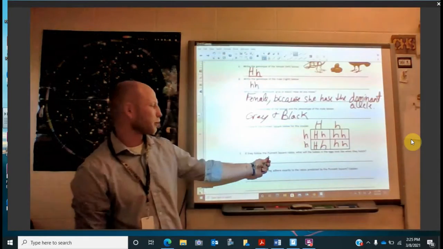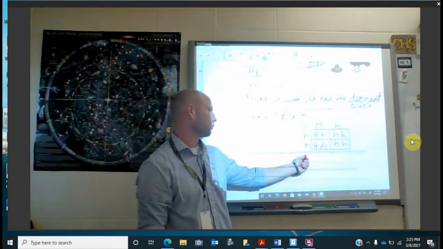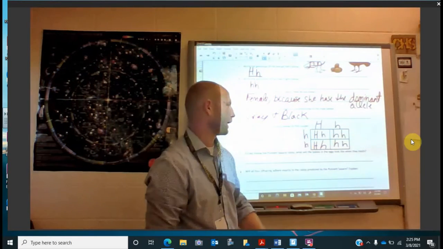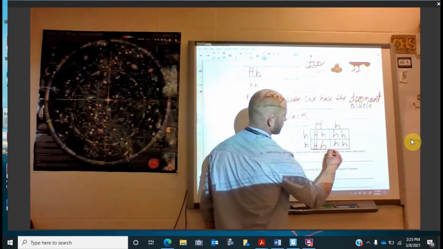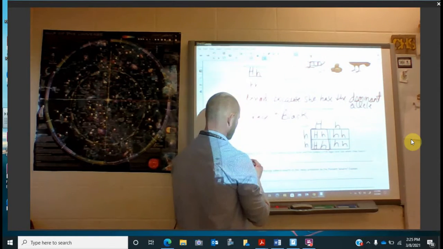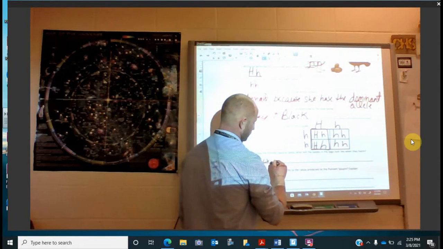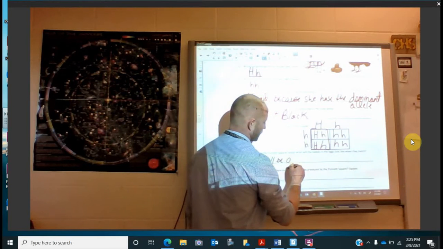All right, if the following follow the Punnett square ratios, what will the babies in the eggs look like when they hatch? Well, we'll have this big H, little h, and this big H, little h. They have the dominant allele, so we know that 50% will be gray.